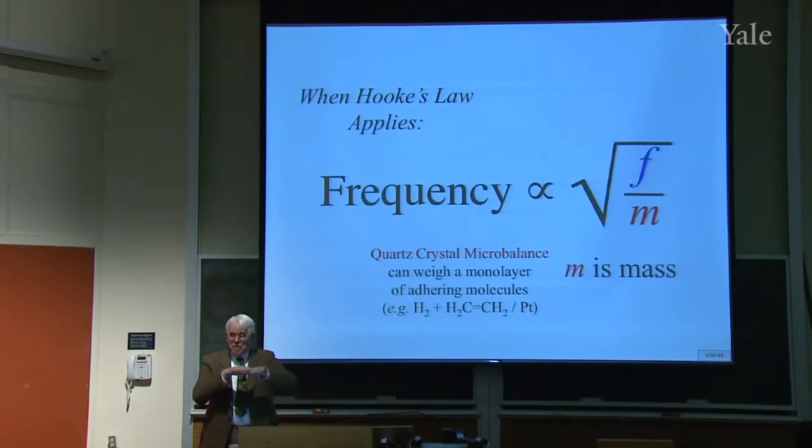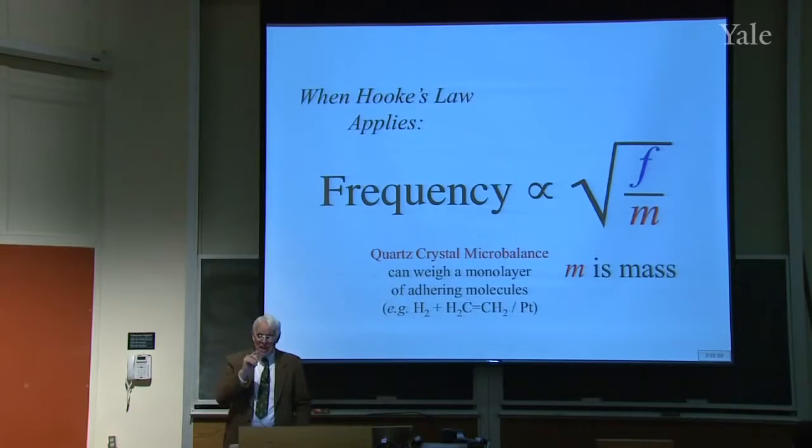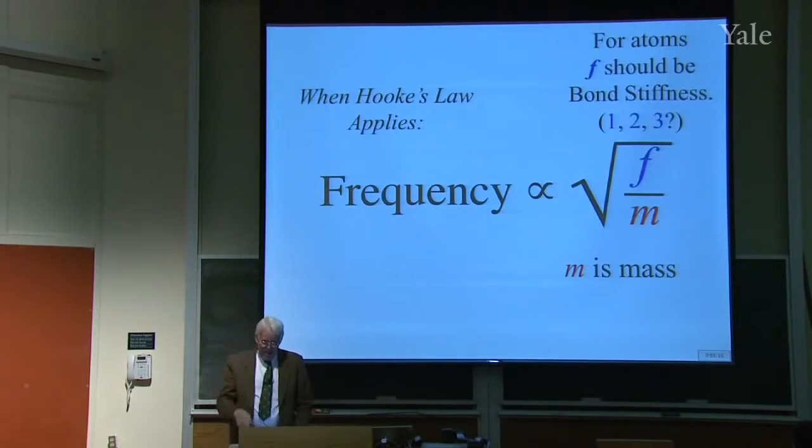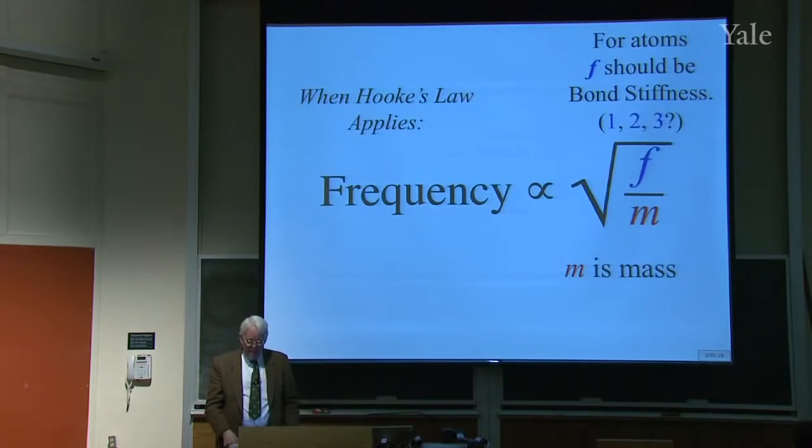In fact, it's so sensitive that if you coat it with platinum and then let ethylene in to absorb on the platinum, it'll get heavier and the frequency will slow down, right? But if you then admit hydrogen, the platinum catalyzes the reaction and the ethylene goes off, and you can measure that change of one monolayer of ethylene on platinum by using a quartz crystal microbalance. Okay, that's just a neat feature, okay?